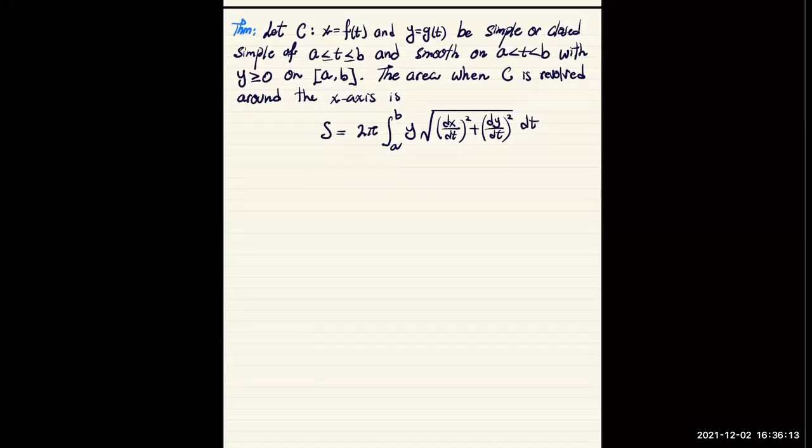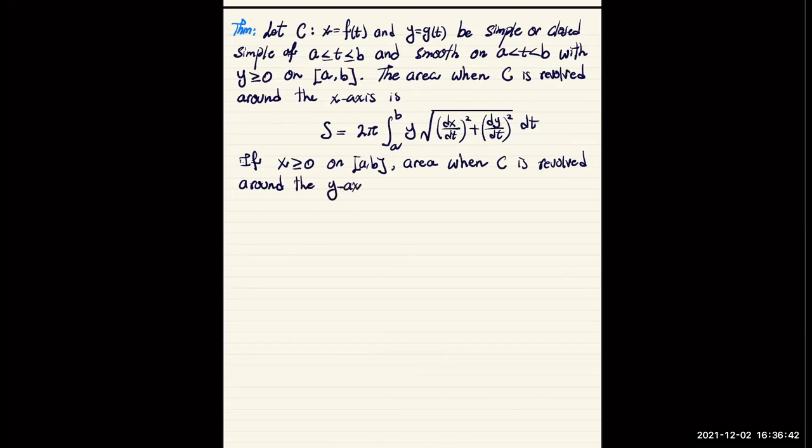Okay, so let me just write it down. Assuming x is greater than 0 on AB, the area when C is revolved around the y-axis is the same thing, but here again we have x times the increment of arc length.